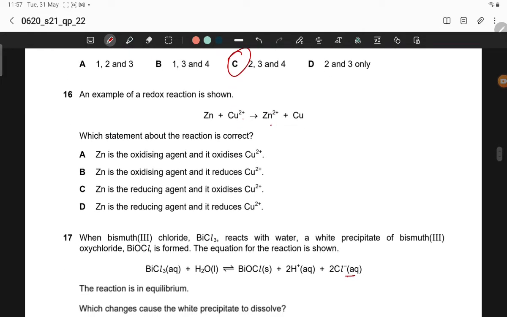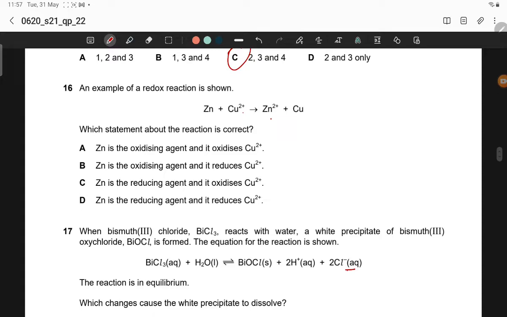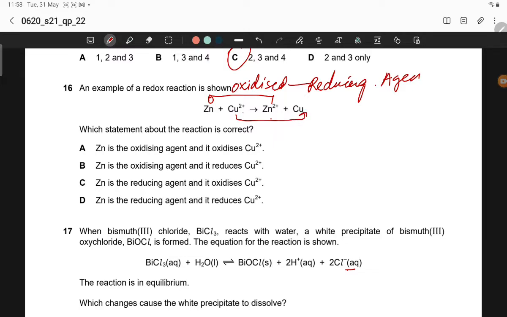An example of redox reaction is shown. Zinc is oxidized, acts as a reducing agent, and copper is reduced because 2 plus goes to 0, so it is reduced and acts as an oxidizing agent.